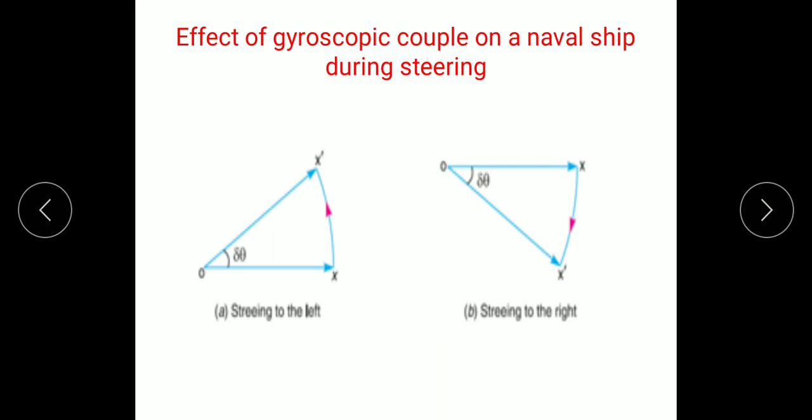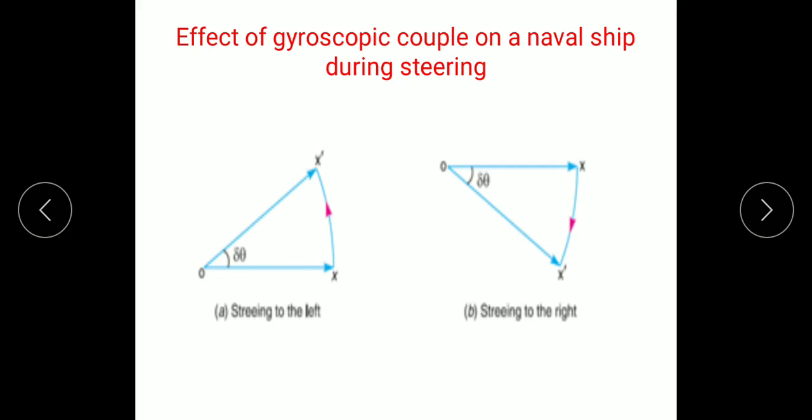Okay, so first, when the rotor of the ship rotates in clockwise direction when viewed from the stern, that means the rear end of the ship, it will have its angular momentum vector in the direction of OX. So here, initially the angular momentum of the ship is OX. Okay, as the ship steers to the left, so when it takes a left turn, the active gyroscopic couple will change the angular momentum vector from OX to OX dash.